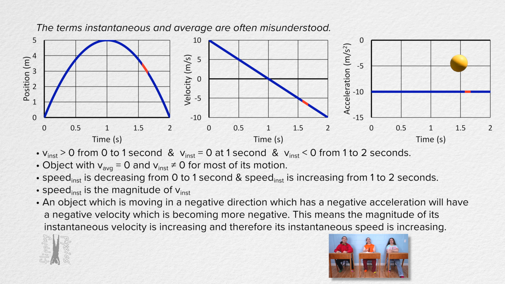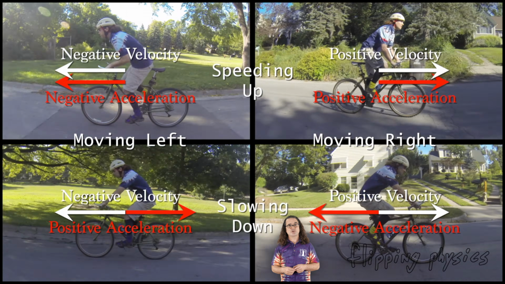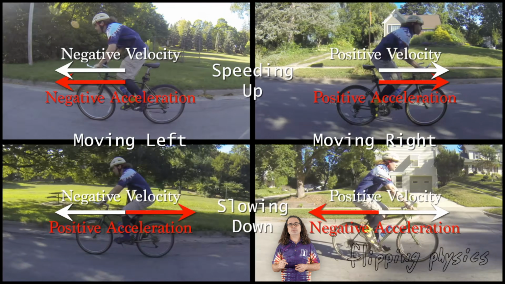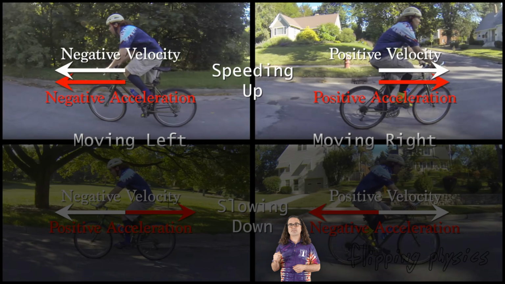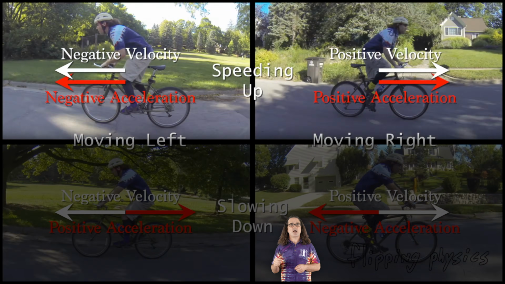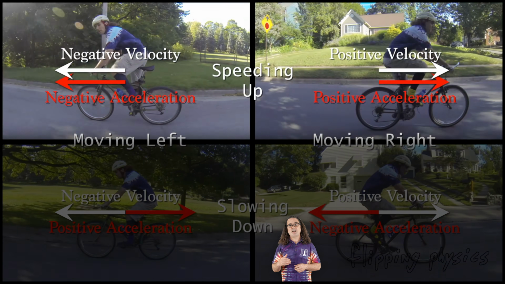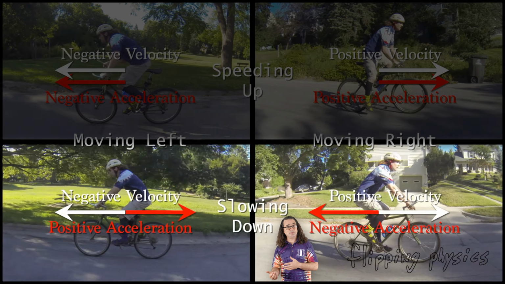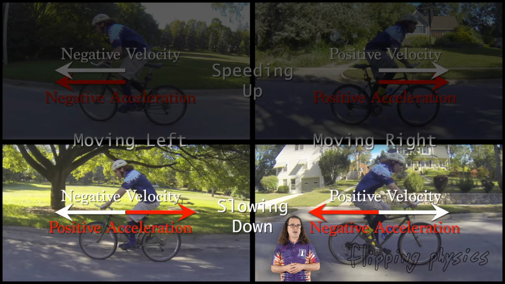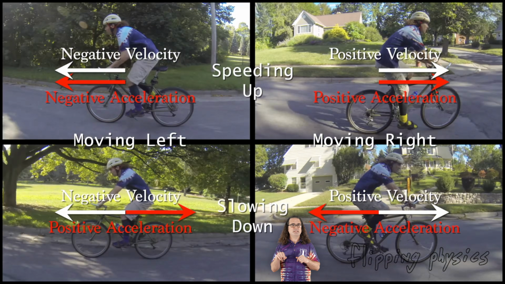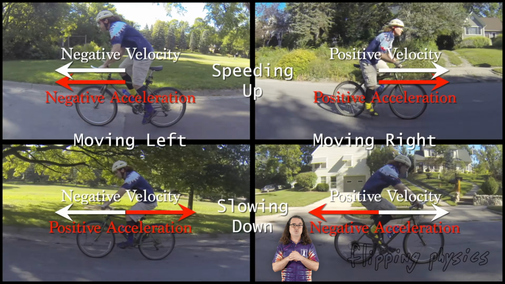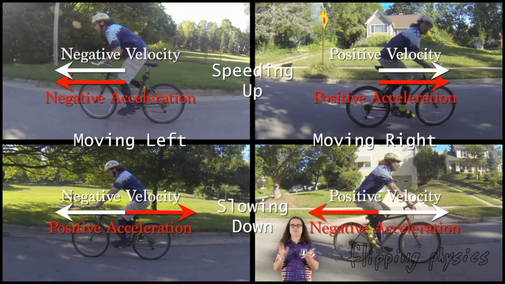Oh, right. And here is a portion of a video of mine where I demonstrate that if the velocity and acceleration of an object are in the same direction, the object is speeding up. And if the velocity and acceleration of the object are in opposite directions, the object is slowing down. I've put a link in the description below in case you want to see that full video.